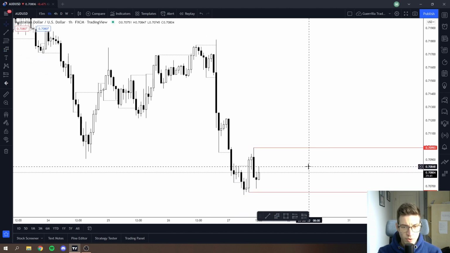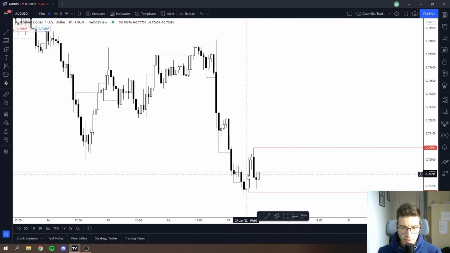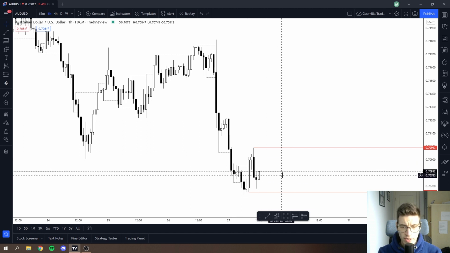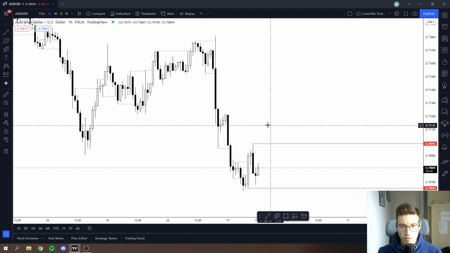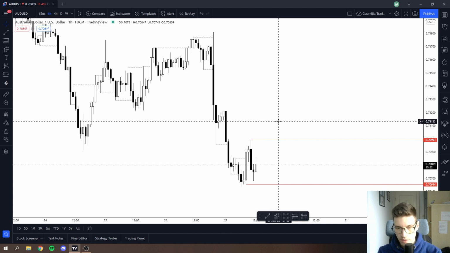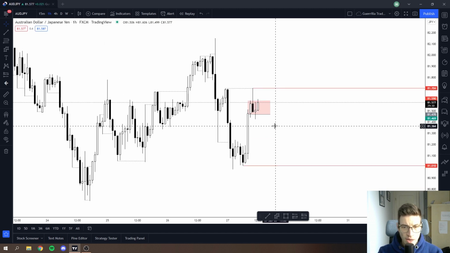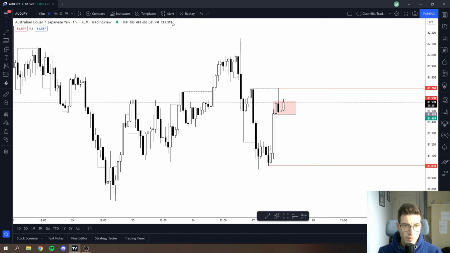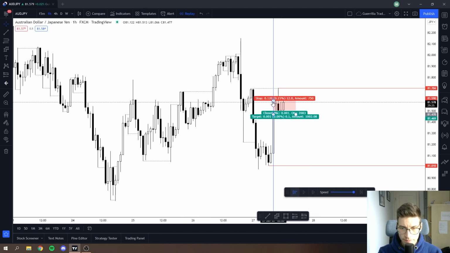So yeah, that is it for the Aussie and the US dollar. Had one trade, 1% loss, but it was a very nice trade. I really liked it. So now let's take a look at the Aussie and Japanese yen. I was also in a trade right here, so let me take this back.